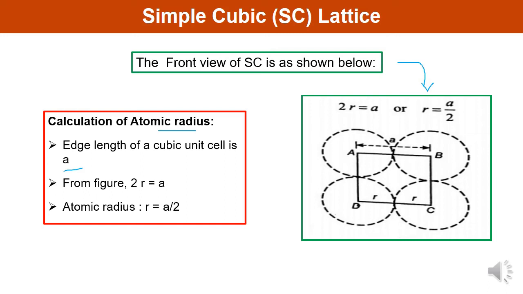A. From this particular diagram you can see that R is the radius of one atom. So the distance between D and C, between two centers, is what? R plus R, this is 2R. So A is equal to 2R. Accordingly, R is what? A by 2. So this is the atomic radius of the simple cubic lattice.